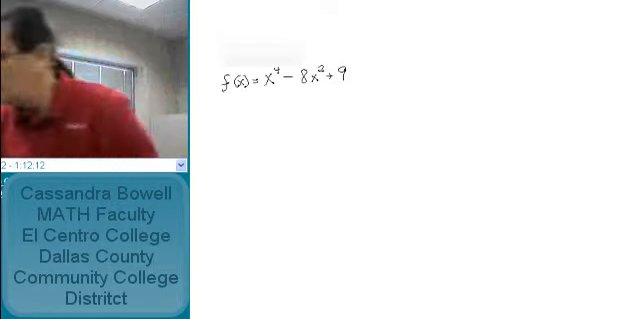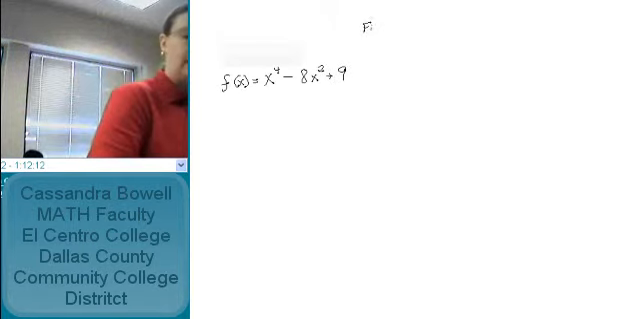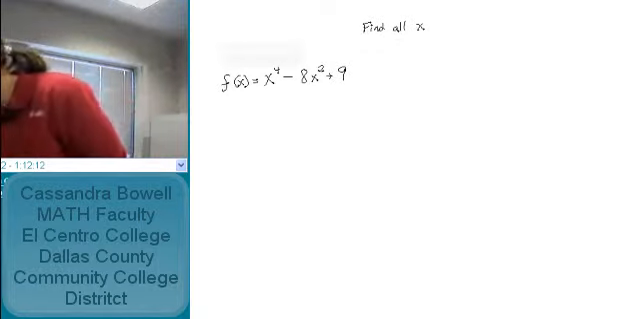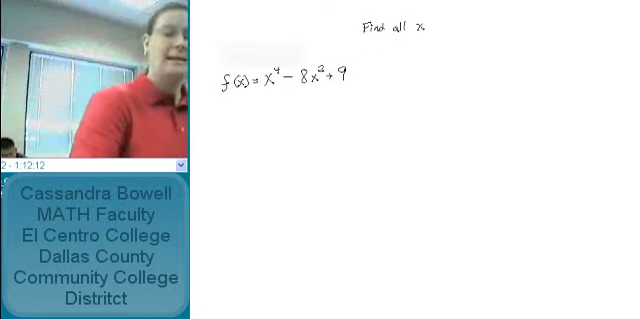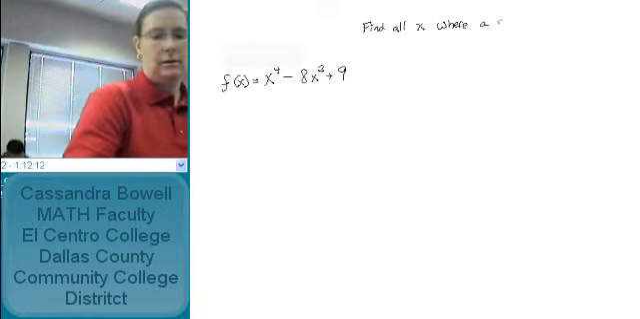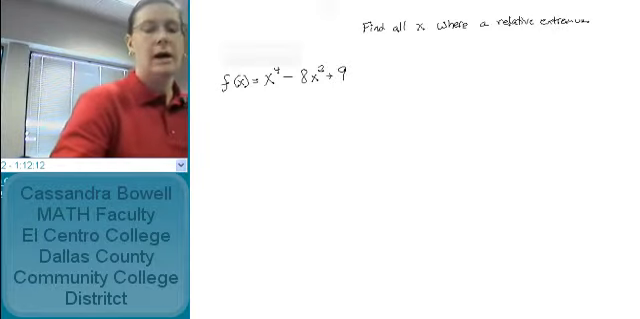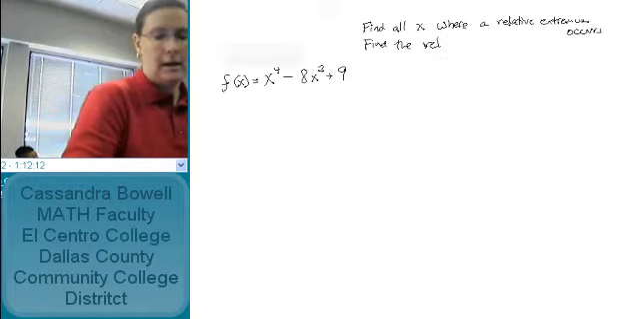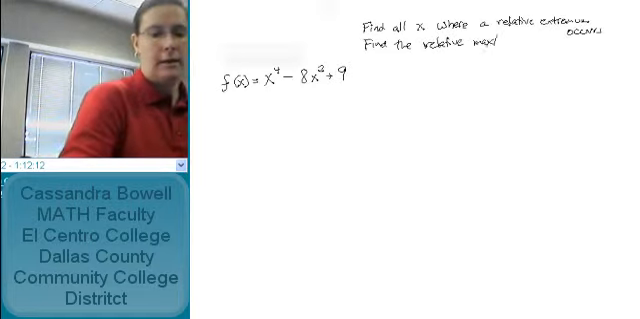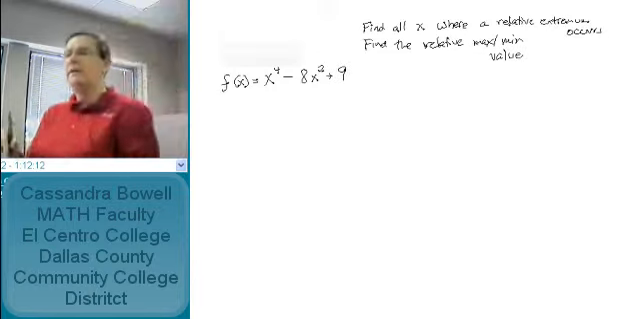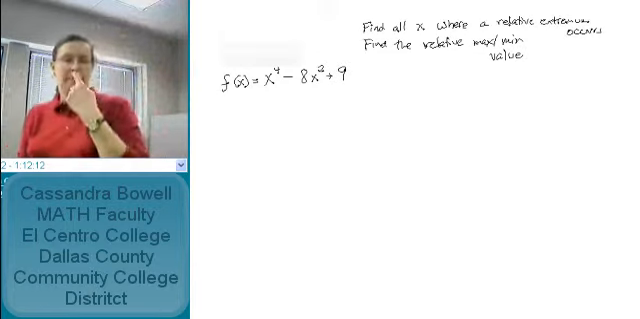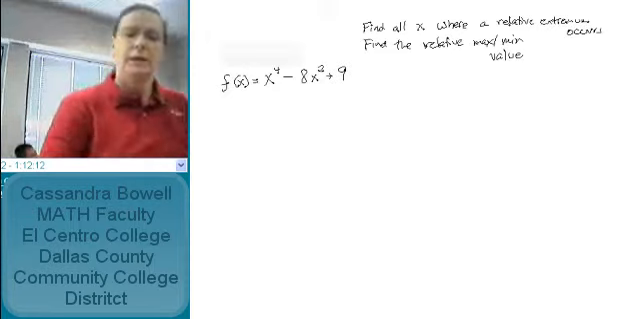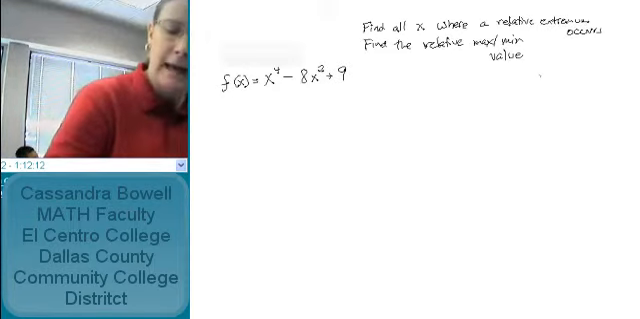And it says, find all x where the function has a relative extremum, and then actually find the relative max or min value. Okay, so we got to find out the x value where it occurs first, and then find the relative max or min value. So in other words, let's go make a list for the candidates.